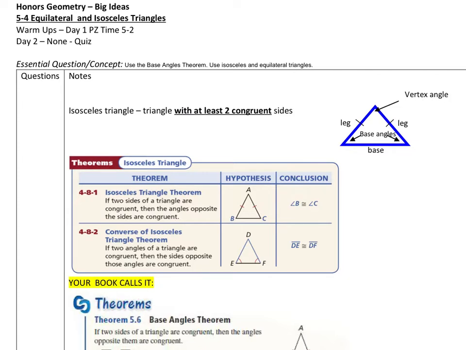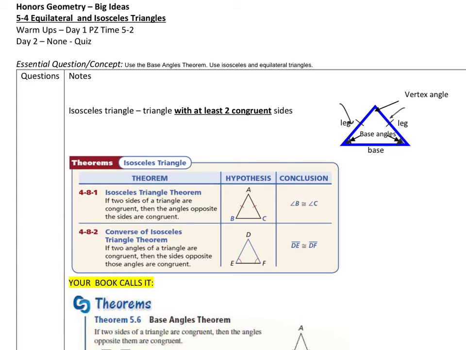So we've got parts of a triangle, which we're going to name here. These are the legs. So the congruent parts are the legs, and we are going to call this one the base on an isosceles triangle, which gives us base angles. Okay, so these are the legs right here, and these end up being the base angles in here.